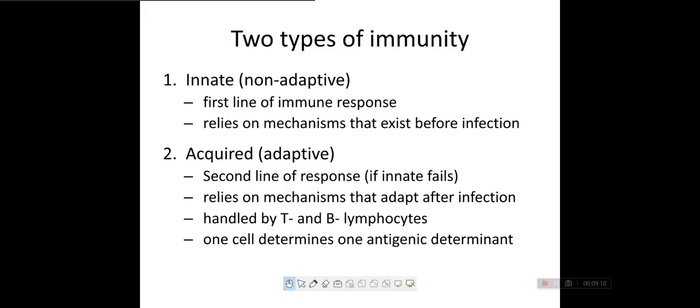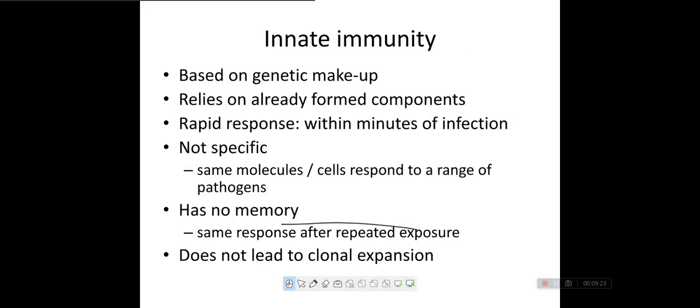Acquired immunity is handled by T and B cells. Which? T and B cells. One cell determines one antigenic determinant. Remember this. One cell determines one antigenic determinant.